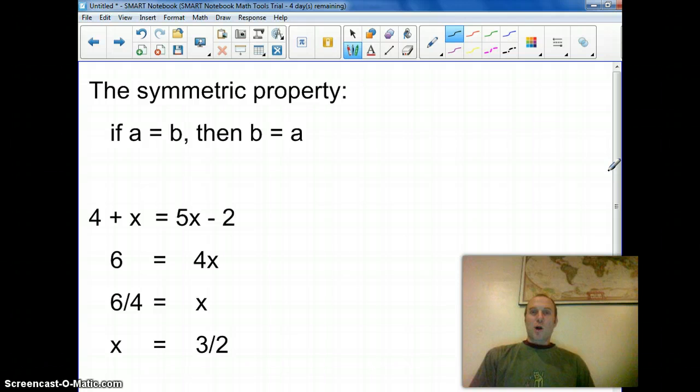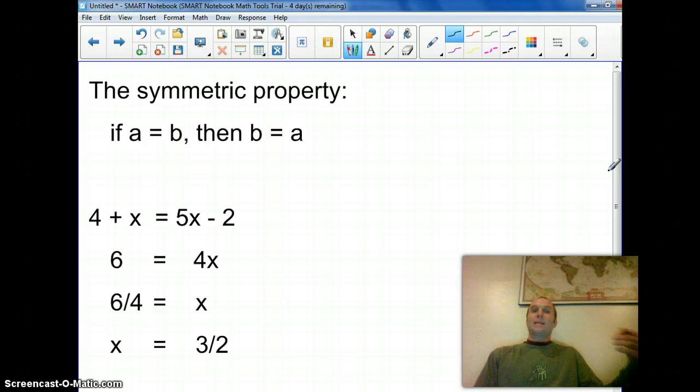Look at the following algebra problem. 4 plus x equals 5x minus 2. So you subtract x from both sides, add 2 to both sides, get 6 equals 4x. Divide by 4, get 6/4 equals x, except we don't ever say 6/4 equals x.